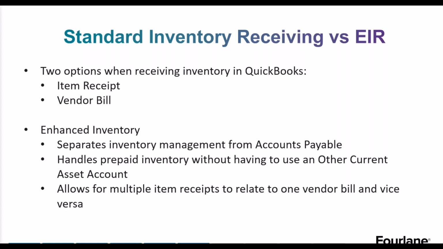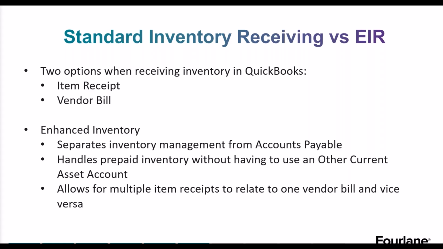What that unfortunately will do is overstate our inventory and show that we've got items in stock when in actuality we haven't received them yet. With enhanced inventory receiving, because it allows us to keep the inventory management and accounts payable separate, we're able to show that we've made a payment up front without impacting our inventory. And this is something we'll take a look at, and you guys can see how exactly those two processes are kept separately.